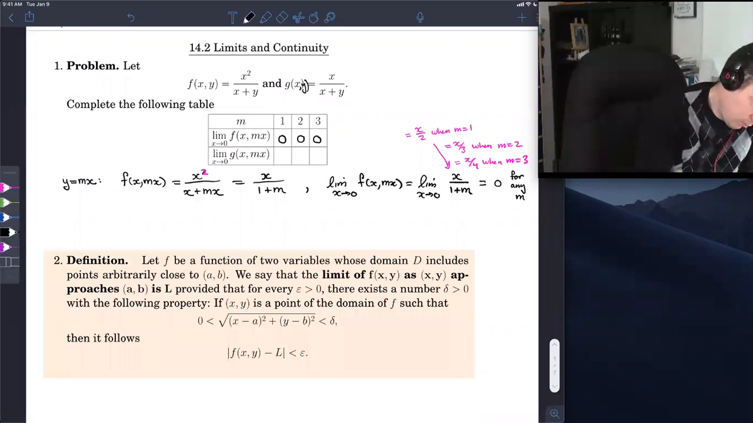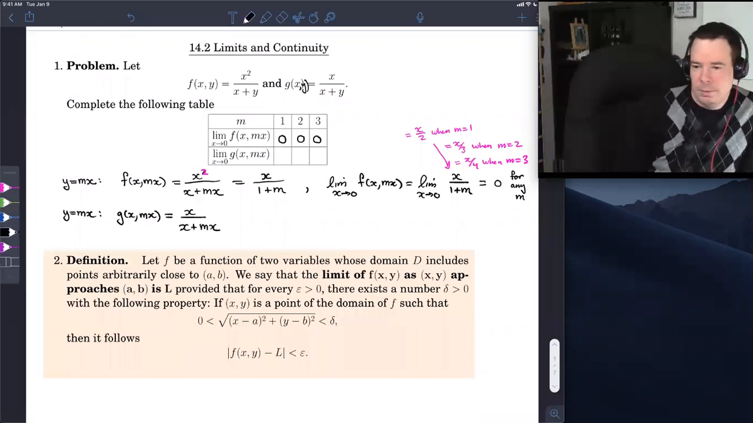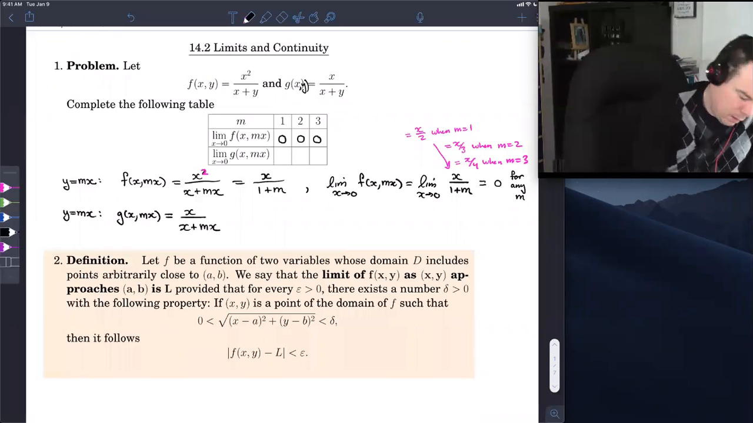What about the function g? Y equals mx. g of x is x over x plus mx. And we're going to do the same thing. So in this case, when we cancel out the x from everything, we get 1 over 1 plus m.